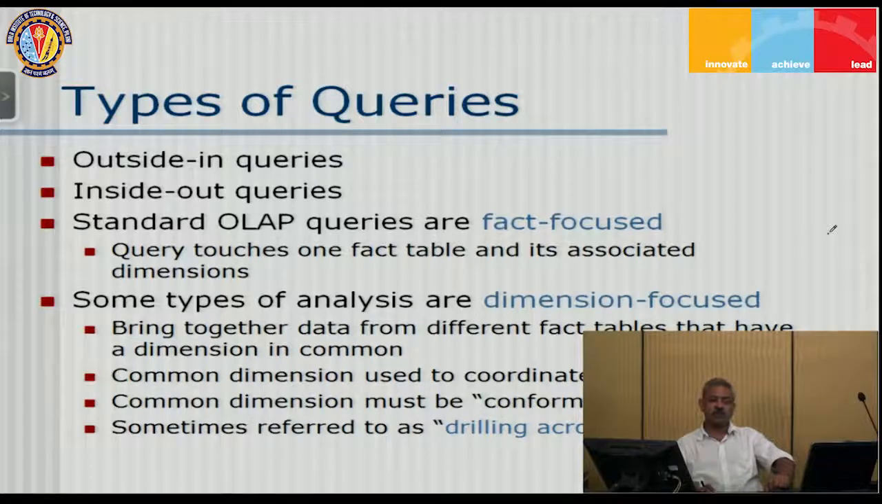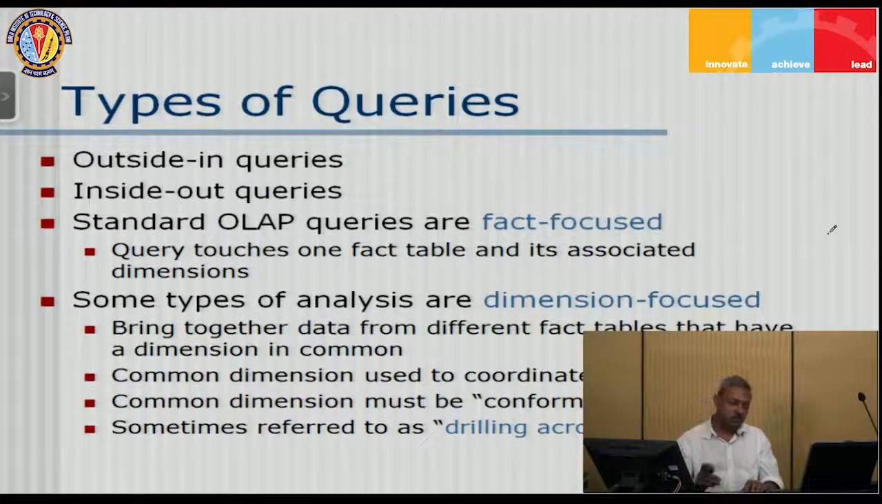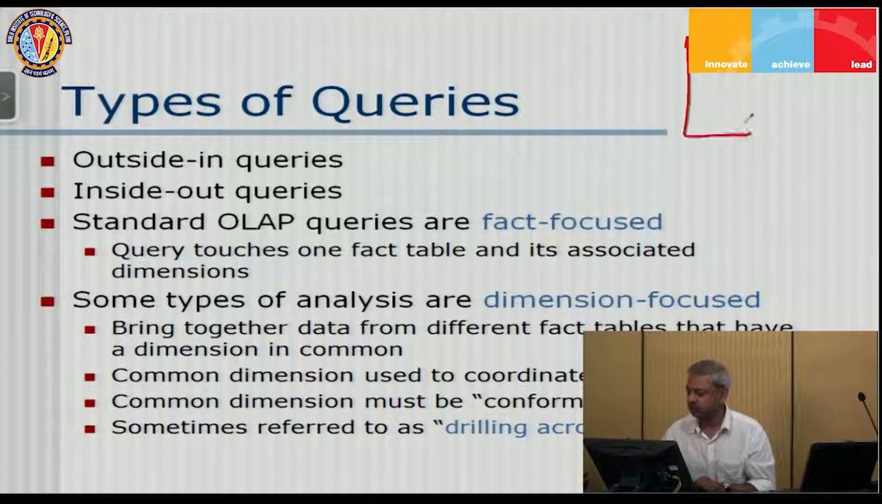So types of queries in a data warehouse environment. They include outside-in queries. Outside-in queries are basically that you enter the fact table through the dimension table. That's why it is called outside-in. And then there are inside-out queries. Suppose you want to find out all those products which sold more than 500 units, and you want to find out what those products are, what those categories are, and you want to do some analysis that way. That is called an inside-out query, because you start from the fact table and then move out to the dimension table.